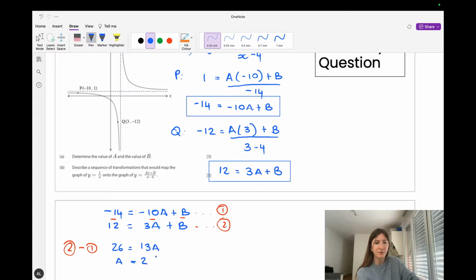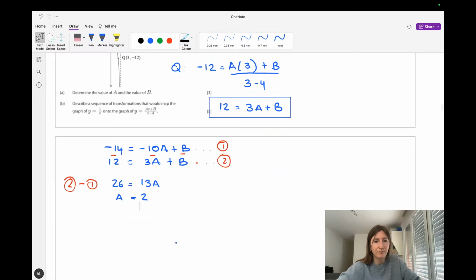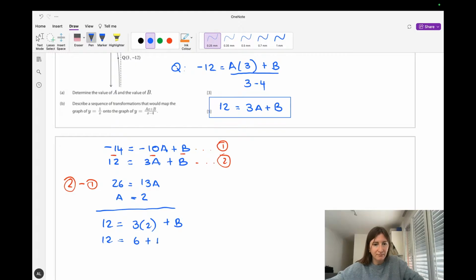How nice and neat. Now to figure out what b is, let's substitute into my second equation, which I prefer because it has less negatives. So 12 equals 3 times a, which was 2, plus b. So that's going to be 12 equals 6 plus b. And there we can see b equals 6. So now we found the value of a and of b. Done.